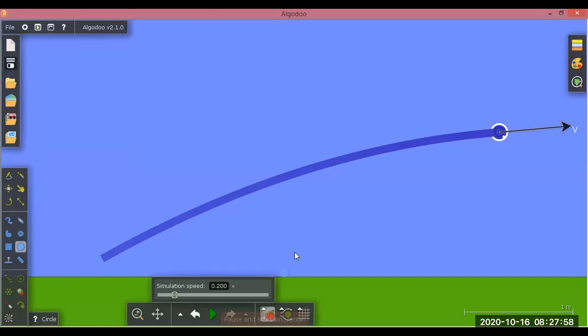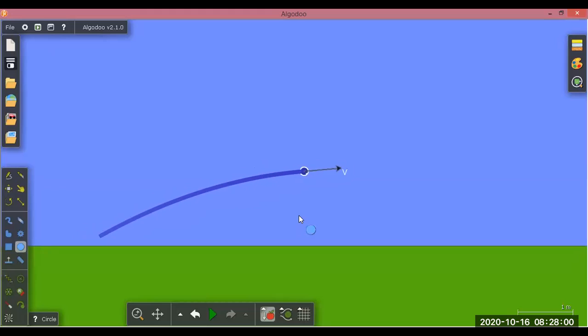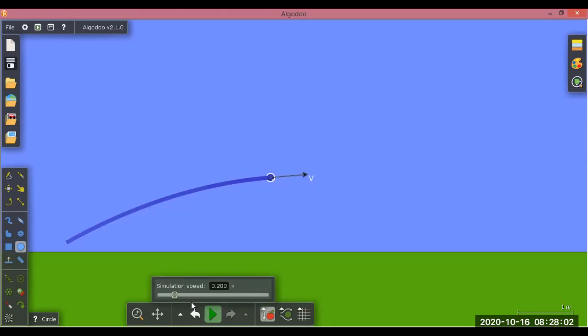Okay, it's still not at its maximum height, right? I hope all of you are seeing it's still not at its maximum height. You see, now it is at its maximum height, nearly. Okay, I tried my best to stop it over there, right? If I allow it to play further, it will fall down like this. All right.